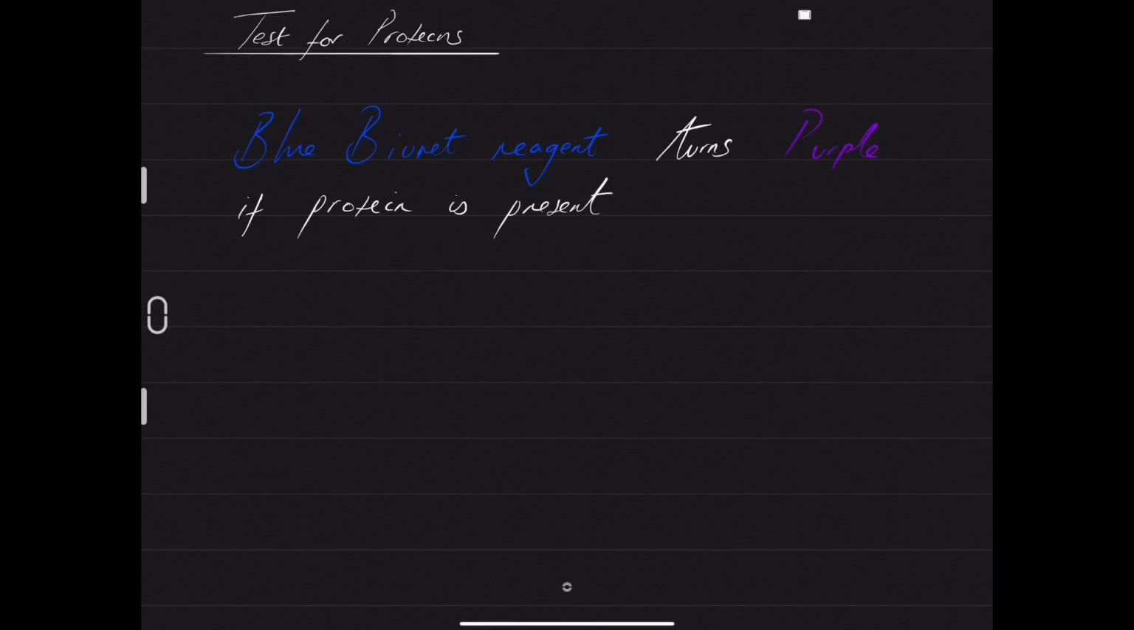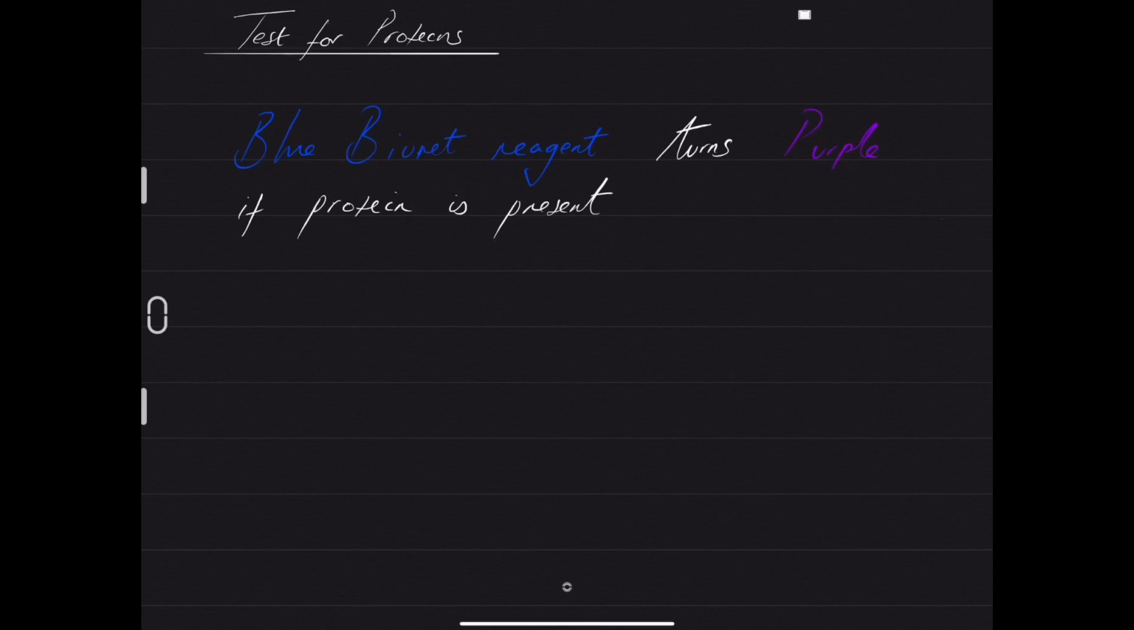Now you can have two forms of biuret, biuret A and biuret B. Biuret A is essentially put in first into the test tube with the sample, and then you give it a small shake, and then you put biuret B into the same test tube and you give it a shake. By doing this, you are looking for a positive color, purple, if protein is present. If protein is absent, the biuret solution remains blue.